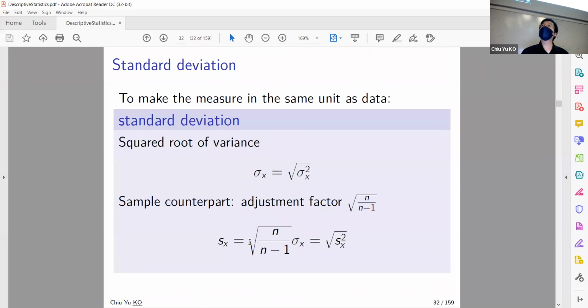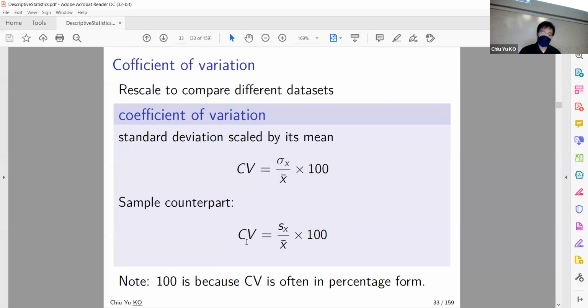Okay, is that okay? Just take a square root. Okay. Now, the third one is related to this one. It's called coefficient of variation. Okay.